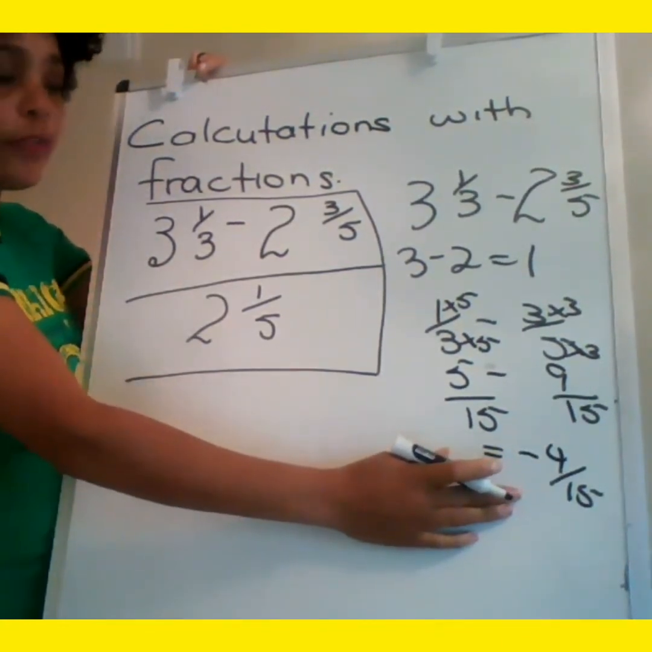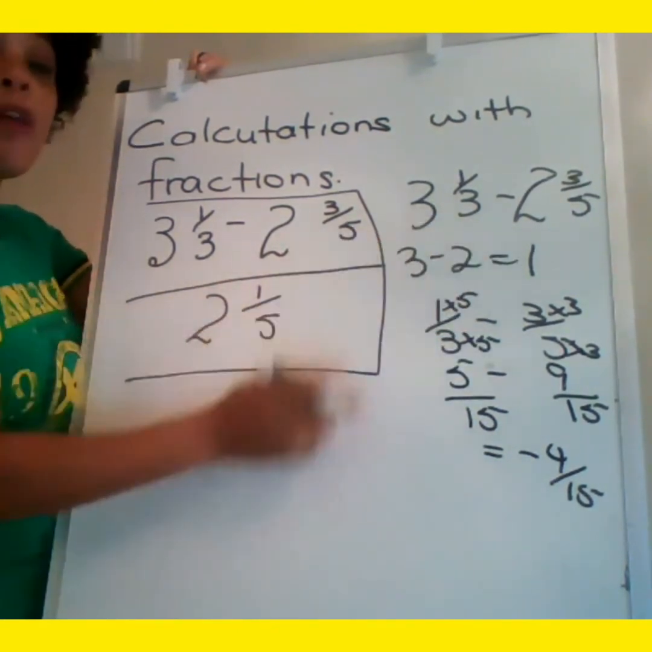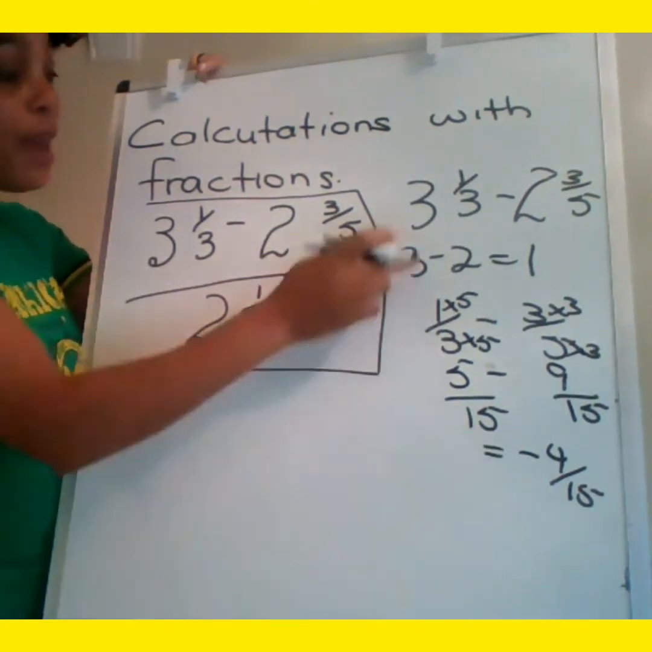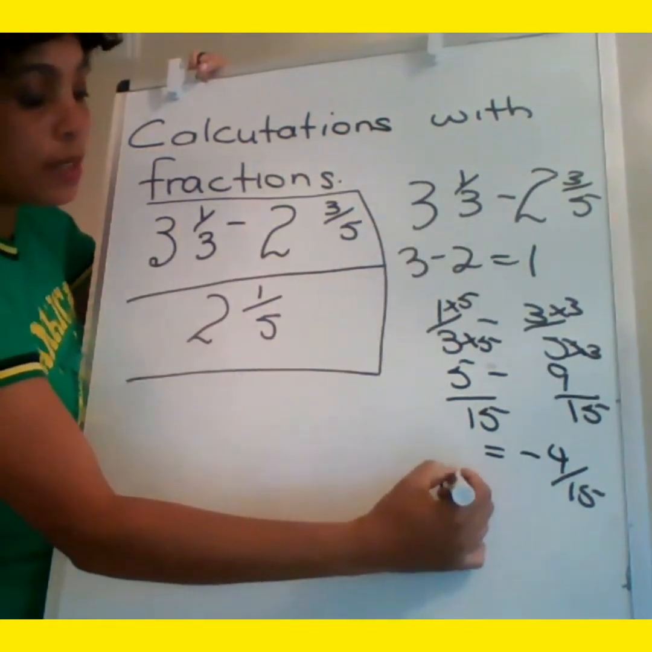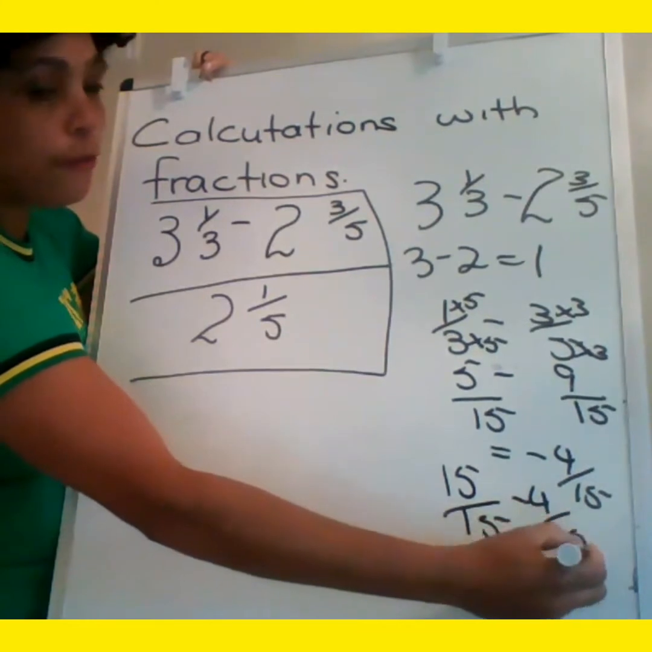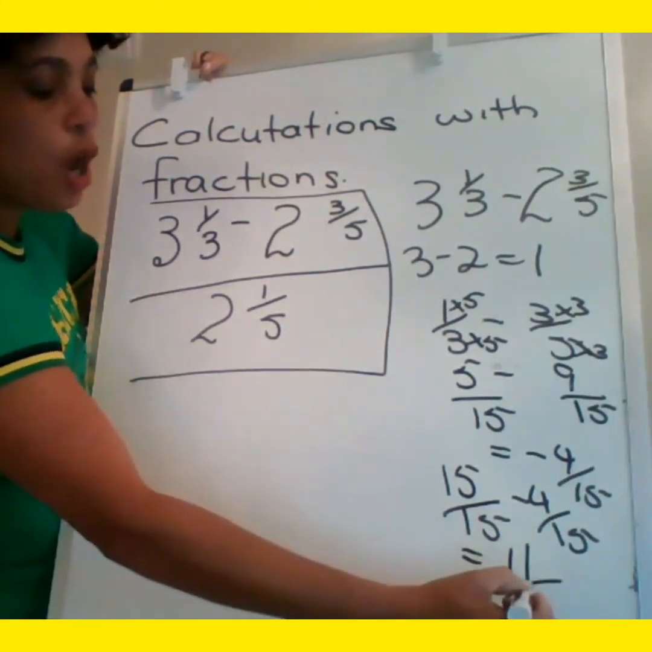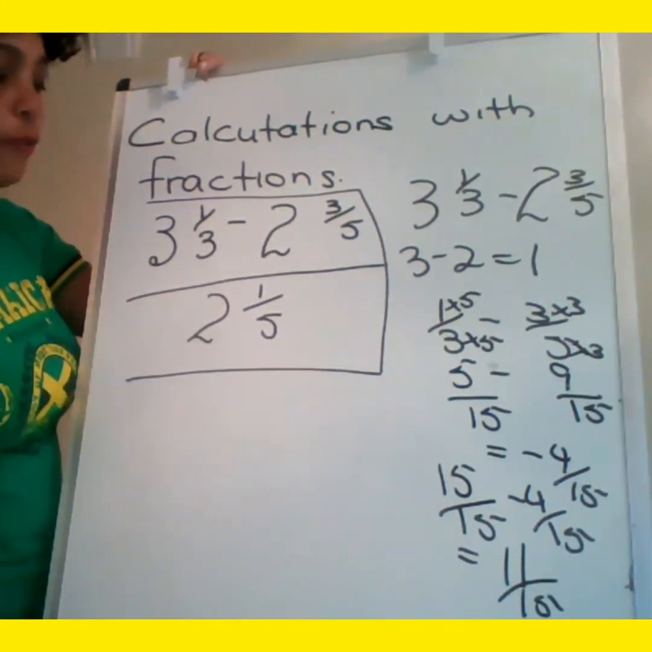That was not enough. If you're going to do this method, this is what you now do. Remember that you have 1 whole cake left up there. You need 4 over 15 more. That means you've got to cut this cake. So I'm going to cut this cake into 15 pieces. So I have 15 over 15, take away 4 over 15, and that gives me my answer as 11 out of 15.